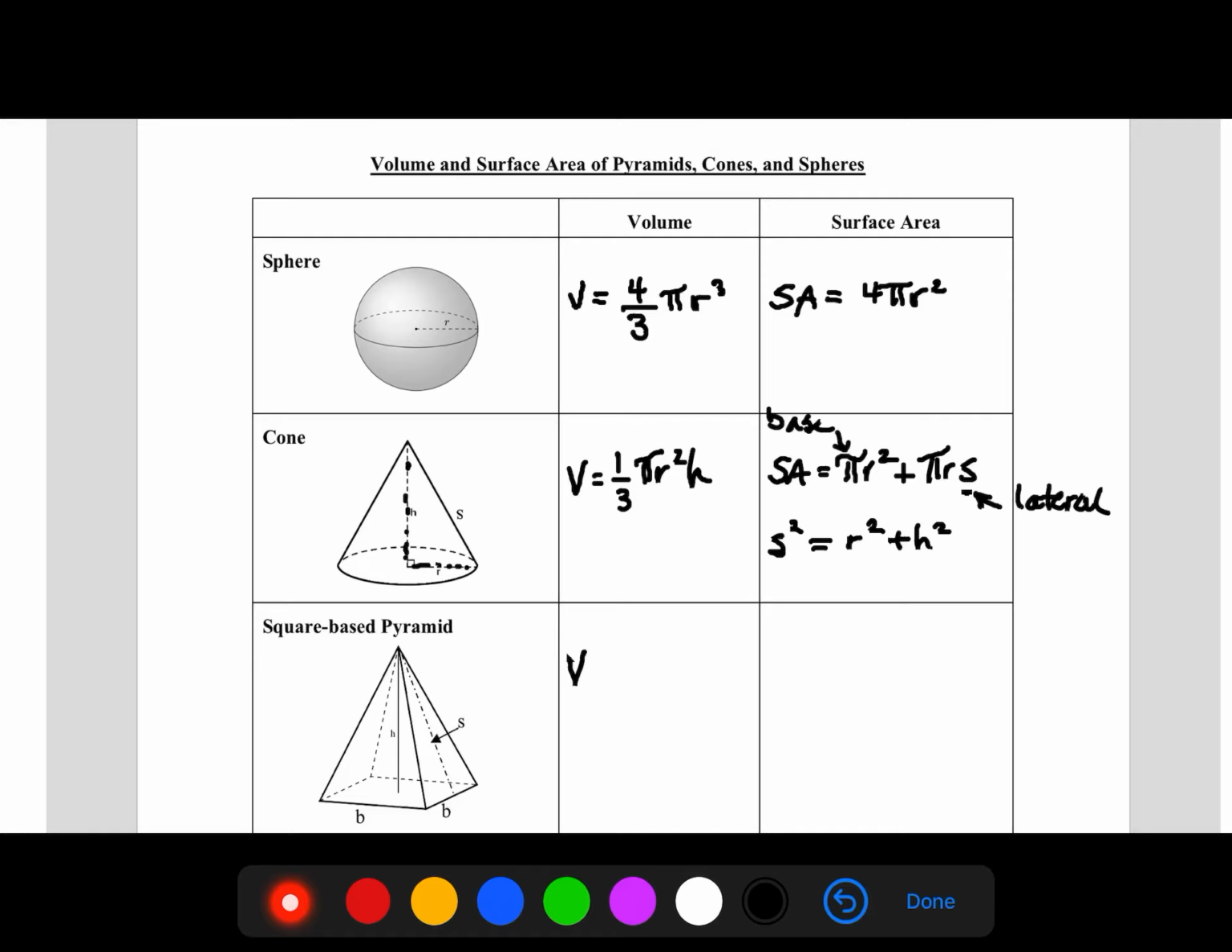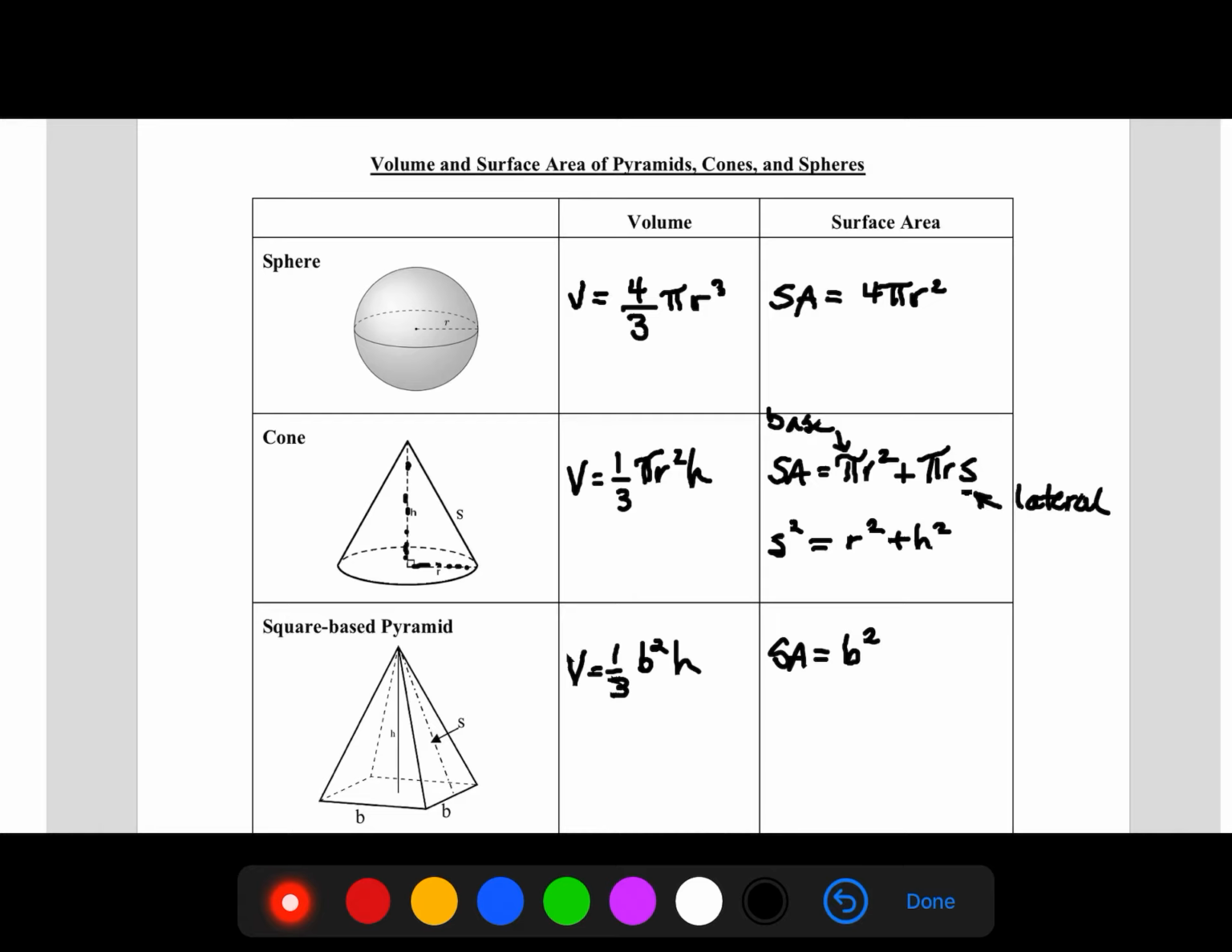For our square base pyramid, our volume, again noticing that the base of our pyramid is a square, just like we have a rectangular prism, we can also take 1/3 of a rectangular prism. Now, the only difference is that we have base squared instead of length times width. Length times width are the same, so we can just call it base. And it's 1/3 of a rectangular prism because we have slanted sides. So volume of a square base pyramid is 1/3 base squared times height.